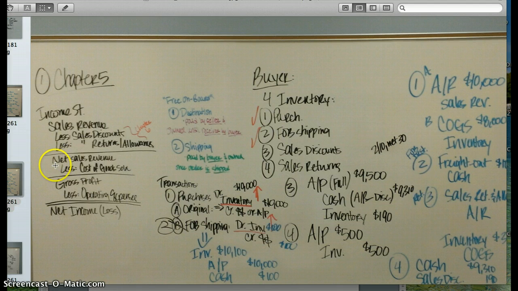Then taking your net sales revenue, you're going to subtract any cost of goods sold during that certain period, which gives you the gross profit for your company. Then finally, subtracting any operating expenses, you're going to get a net income, or sometimes you might have a net loss.